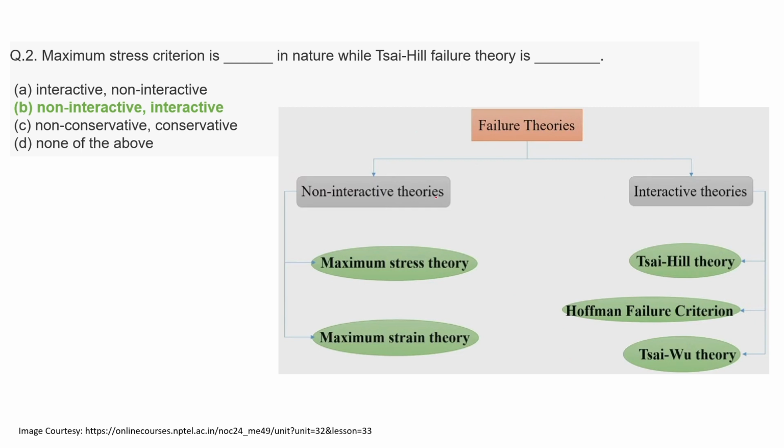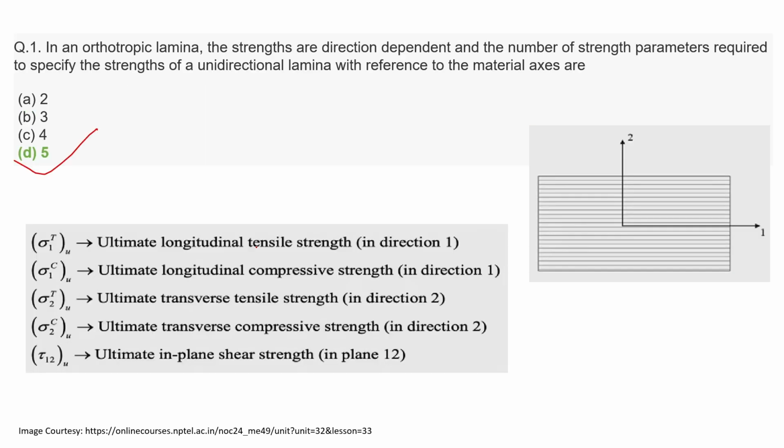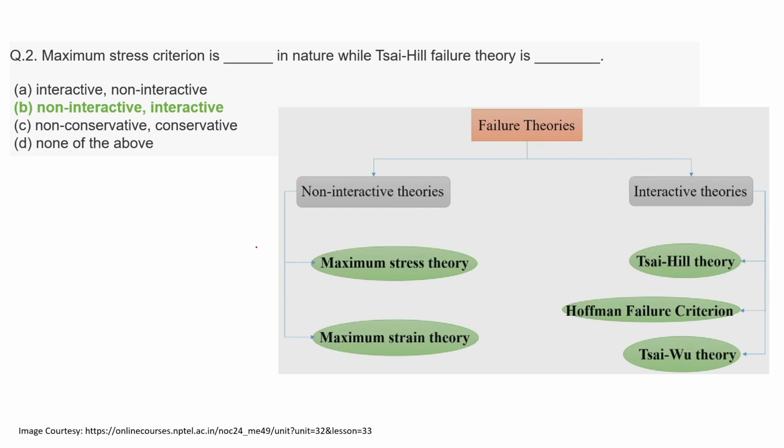So, why are they non-interactive and interactive theories? In non-interactive theory, suppose we use the maximum stress theory and we are only considering the longitudinal stress, then we try to find the failure with respect to only that parameter, like the 5 parameters we talked about in the previous question. So we only consider any single parameter and accordingly we find the failure. That's why all those parameters are not interacting with each other. We are single-handedly taking one parameter and checking the failure in that case.